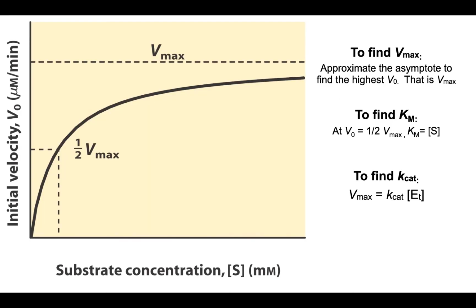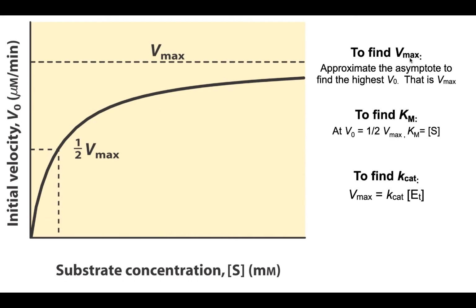And you will make a graph that looks like this. So here on the y-axis is the initial velocity. Here on the x-axis is the substrate concentration. And what you will see is you'll get this hyperbola right here. And you'll get to a point where it just about flattens out. Okay? And from this data, you can determine the Vmax, the Km, and the kcat. Let's figure out how to do that.